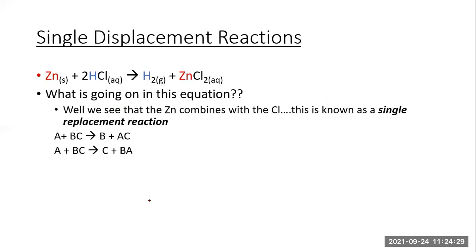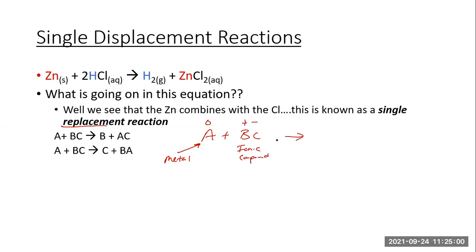Another reaction here is a single displacement reaction. Sometimes people call it a single replacement reaction, but basically it has these general formulas here. Let me just explain what they are. A plus BC. So we'll say, for example, A here is a metal. It is by itself, which means it has no charge. This is an ionic compound that has a positive and a negative guy.